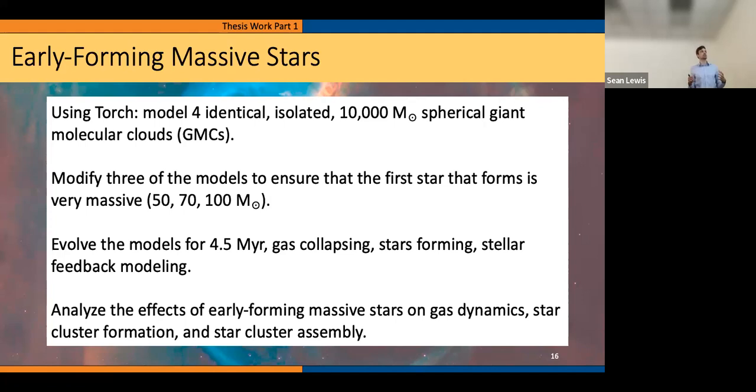So an extremely large star is essentially forced to form as early as possible. And again, this is starting from all otherwise identical initial conditions. And so then I allow these models to evolve for 4.5 million years. All the while, gas is collapsing, stars are forming, other sink particles are forming, they're forming stars there. Still, feedback is taking place from those massive stars. And then I analyze the results of those early forming massive stars and their effects on the gas dynamics, the star clusters, and the cluster assembly.